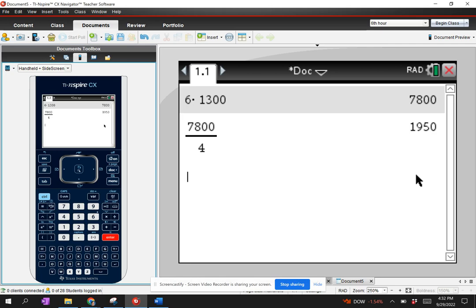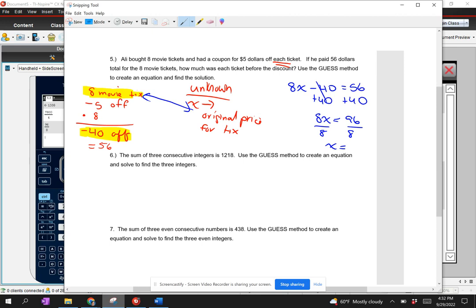So if I put 96 divided by 8, I'm going to get $12. So once again, I'm not going to write the sentence because my pen is not working the best. So I'll just say it. It was $12 for each ticket before the discount. Now, if you don't like to do the minus 40 off first, I also showed you doing the 8x minus 5 in parentheses equals 56. So honestly, it will be up to you. For number 6, the sum of 3 numbers.